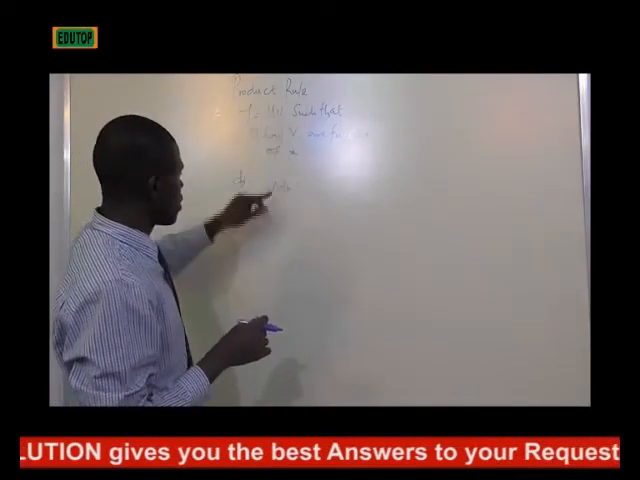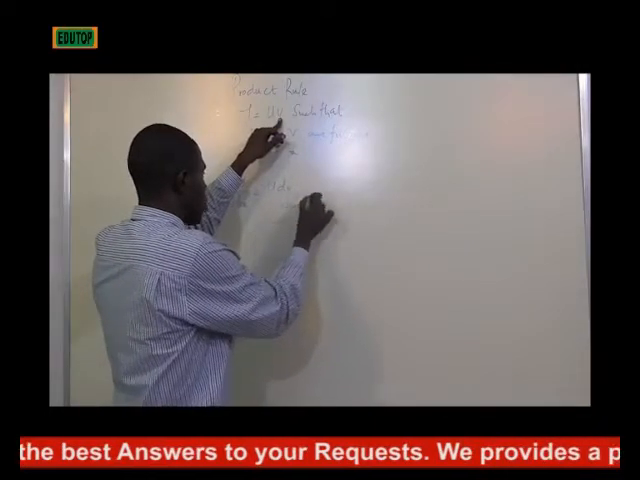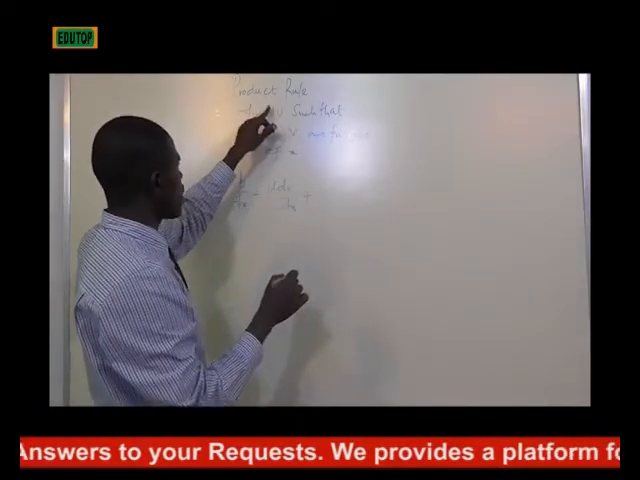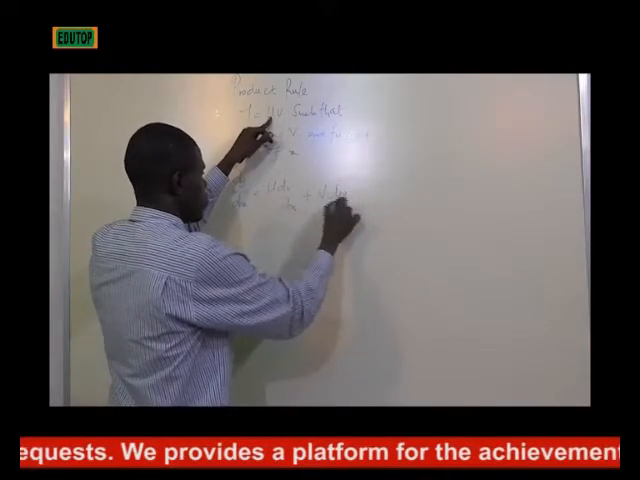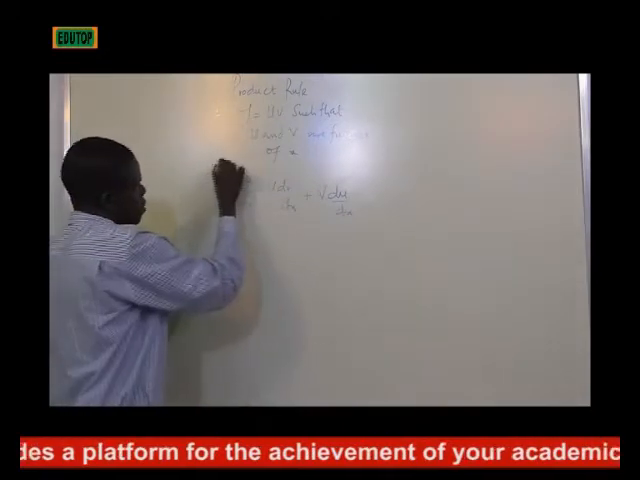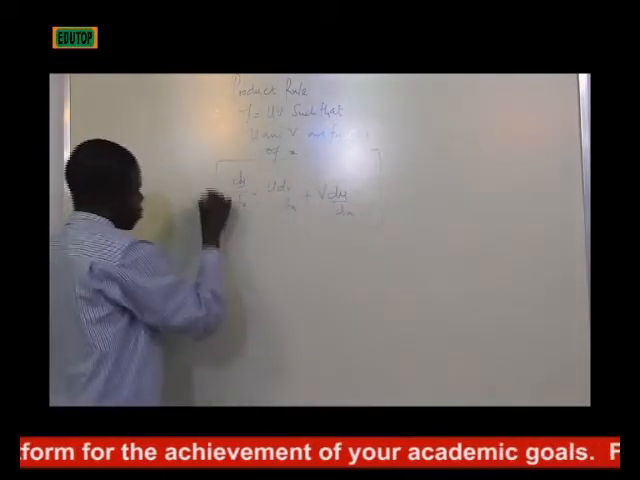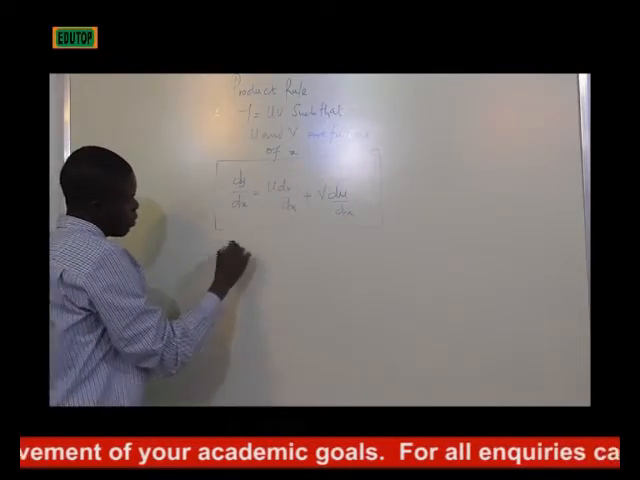So if we close this, that is u. We differentiate this, dv/dx. Plus, we close this, that will be v. Then we differentiate this, du/dx. So this is the formula for product rule. Very, very important. So how do we determine that? Let's consider an example.